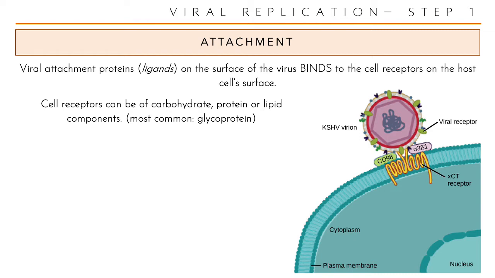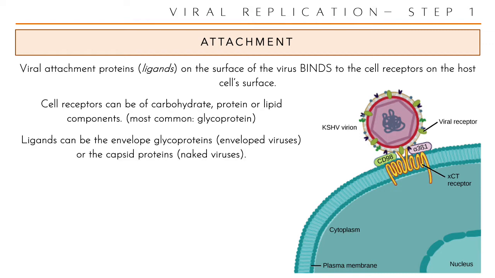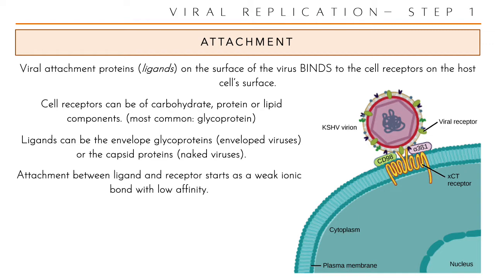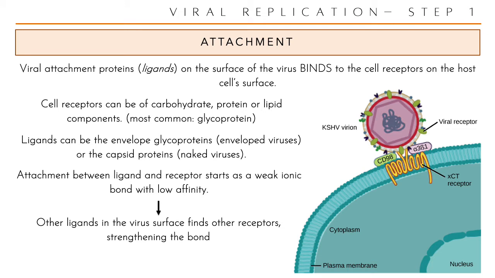Ligands can be the envelope glycoproteins for enveloped viruses, or for those viruses which lack an envelope, the capsid proteins. The attachment starts as a weak ionic bond, with low affinity. It is not that strong. However, other receptors on the virus particle and on the cell bind, which strengthens this initial bond. One important thing to remember is that a virus will only bind to a cell with the appropriate receptor.